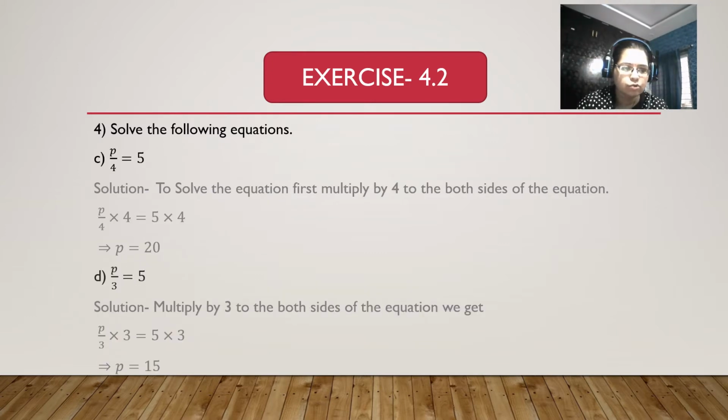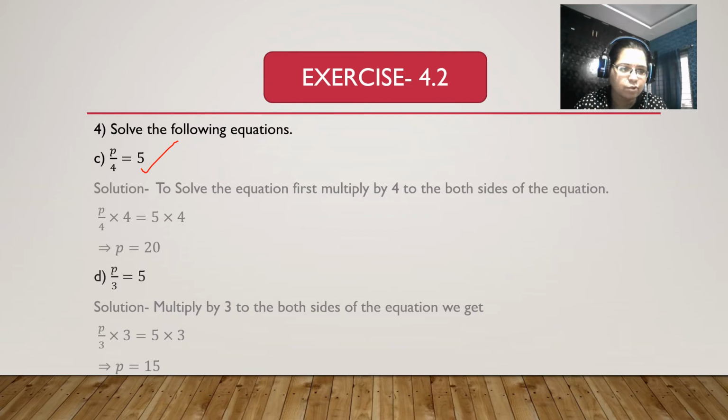Now we will solve question number 4, part c. c is p divided by 4 equal to 5. This is the equation given, and we have to solve for the value of the variable p. To solve the equation, first we have to multiply both sides by 4. As 4 is in division, we multiply by 4 on both sides of this equation.